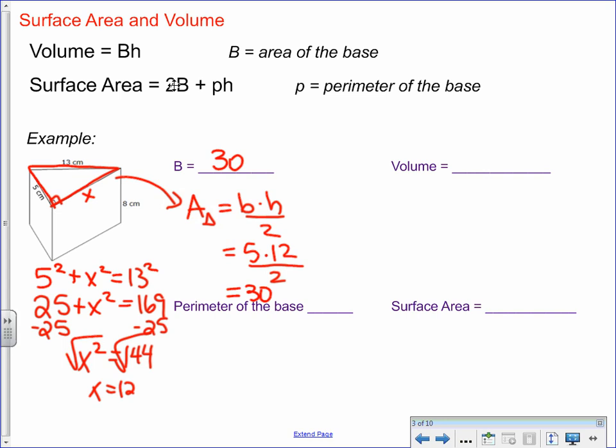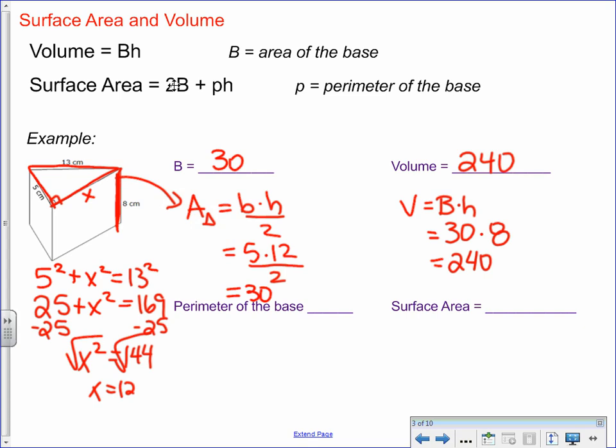Now to find the volume, that's base area times height. Let's plug in our base area of 30, and I can see that the height of my prism is 8, so I'm going to multiply that by 8. Okay, so we have 30 times 8, 240 is my volume.